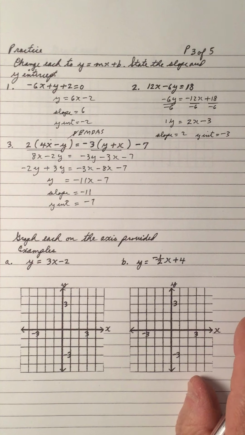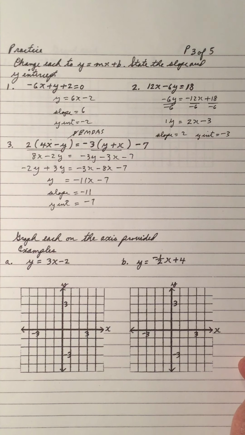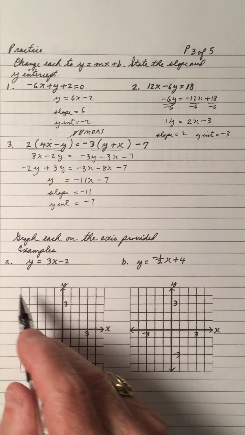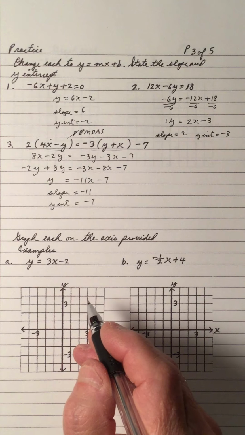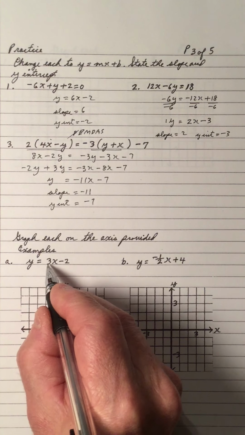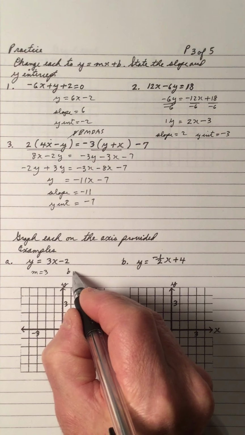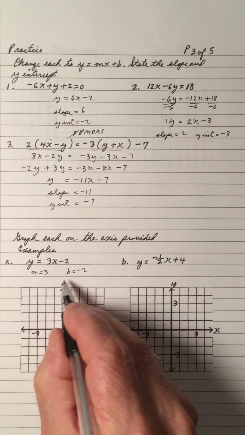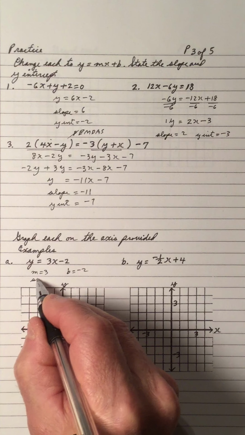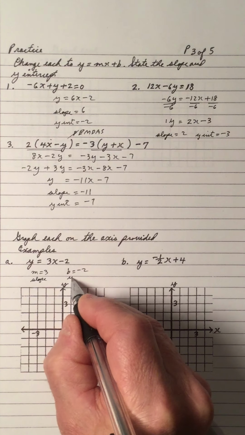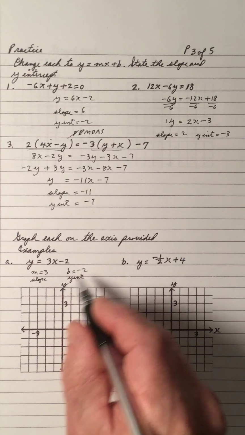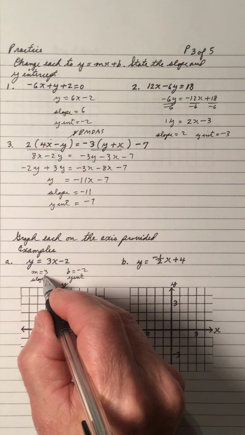So a bit of practice, because when you solve a linear system by graphing, you do each equation like I'm showing you here. Graph each on the axes provided. Now when we graph, we know that the slope is 3, and we know that the b is negative 2, so that's your slope of 3, and this is your y-intercept of negative 2. And the slope is 3 over 1.